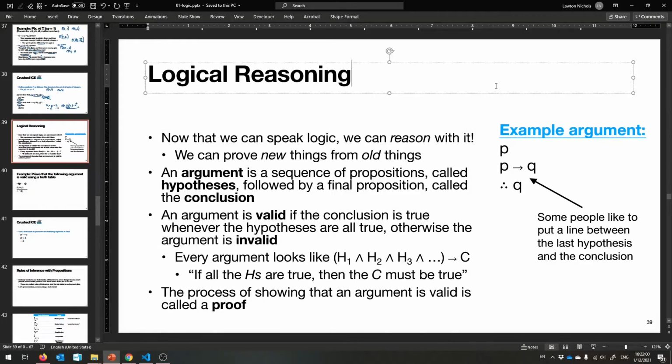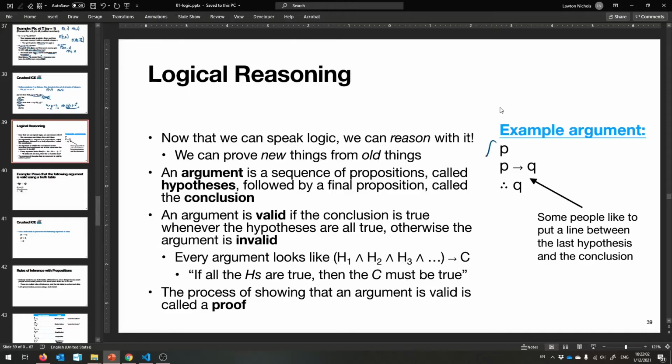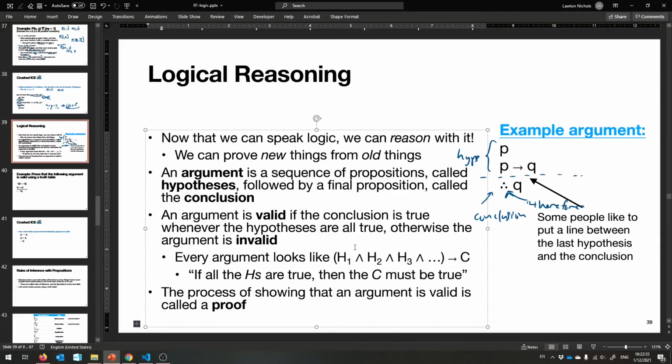So here's an example argument. These are my hypotheses, and this is my conclusion. I'm going to assume P, and I'm going to assume P implies Q, and then I want to prove these three dots. If you've never seen them before, they just mean therefore. Then I want to prove Q is true, okay, based on these assumptions. Sometimes people put a line here. You'll see it with and without it in the book, and so I will try and use both in these slides just to make it clearer.